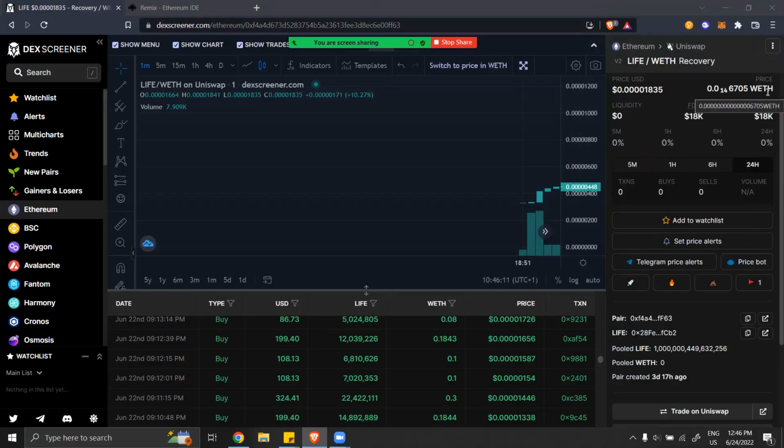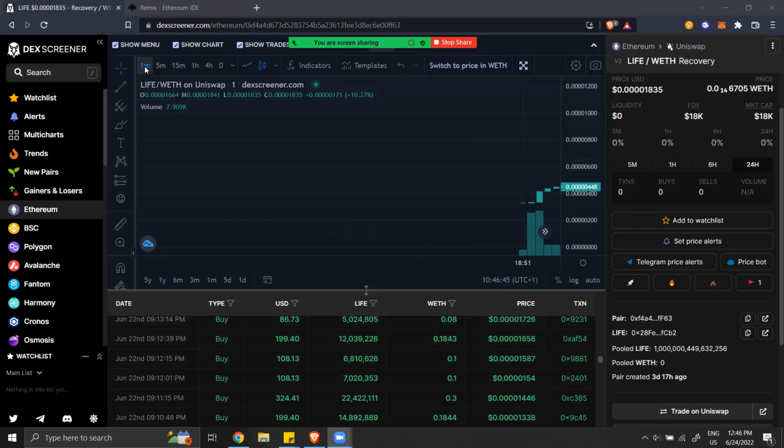Hey everyone, today I will show you a new way for scammers to steal money from Ethereum users. I am here on Dexscreener. That website is a way to list a lot of different liquidity pools on several chains. And here we are looking at the pair LIVE versus wrapped Ether.